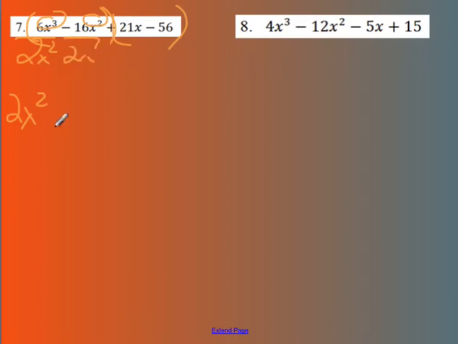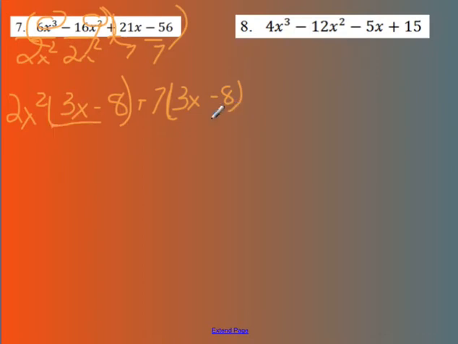Well, 6 divided by 2 is 3. X cubed divided by x squared is just x. Negative 16 divided by 2 is negative 8. And then the x squareds cancel out. Between 21 and 56, you can take out a 7. And then we're going to divide out a 7. And 21 divided by 7 is 3. And then negative 56 divided by 7 is negative 8.